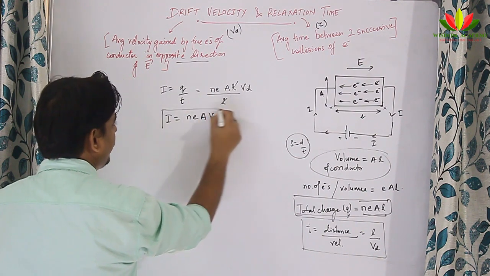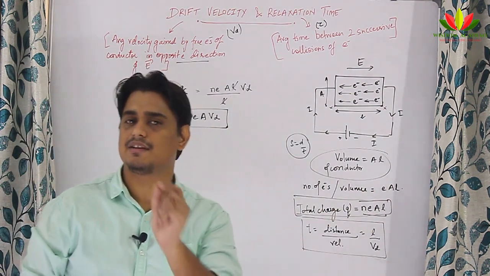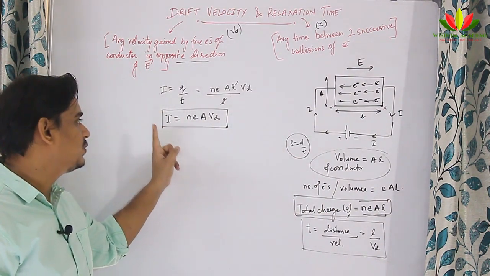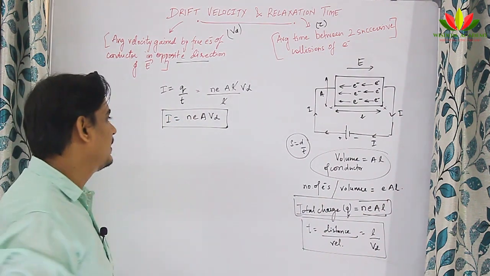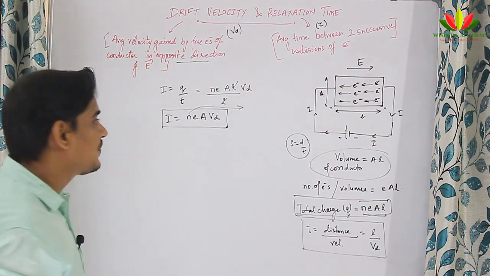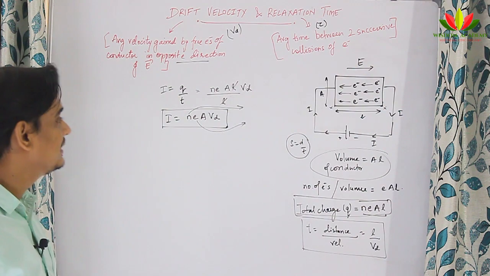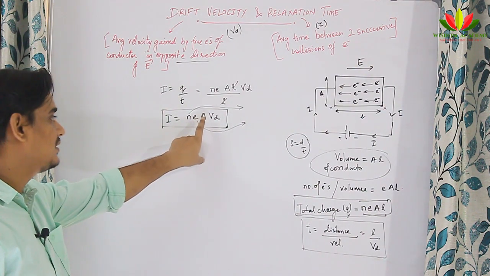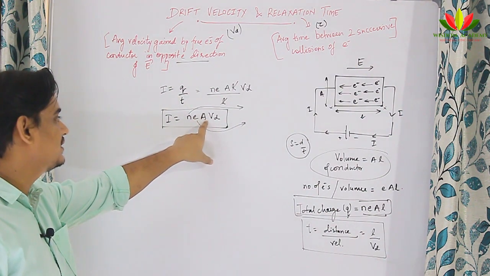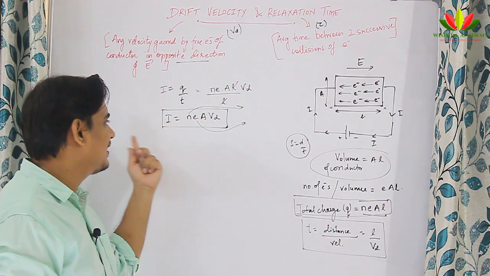n e A Vd. A very important relationship which will be used in many numericals, the relationship between current and drift velocity: current is equal to n e A Vd, where n is the number of electrons per unit volume, e is the charge on the electron, A is the area of cross section, and Vd is the drift velocity. So this is the relationship between current and drift velocity.